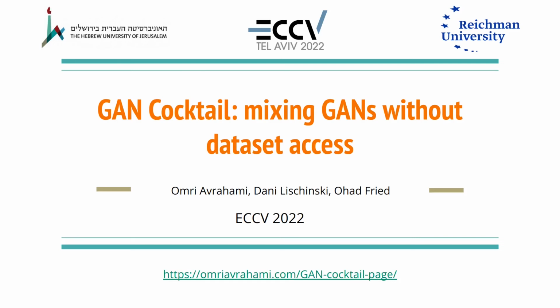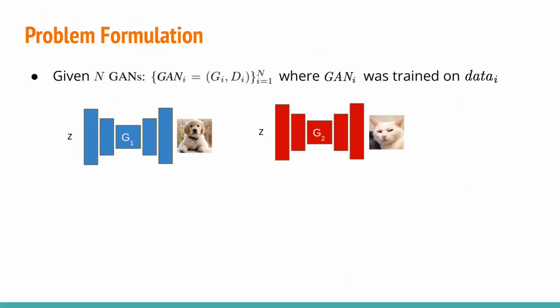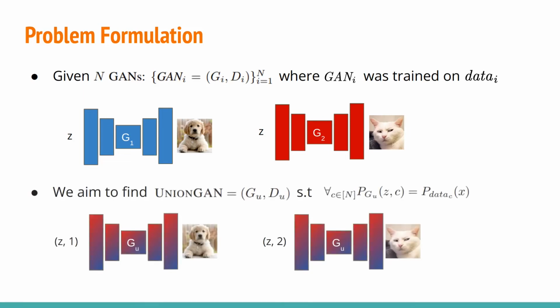In this work, we present GAN Cocktail, a new way for mixing GANs without dataset access. The problem formulation is the following. Given several pre-trained GANs, for example, a GAN that generates dogs while the other one generates cats, we aim to find a unified model that can generate images from all the classes using a shared latent space.